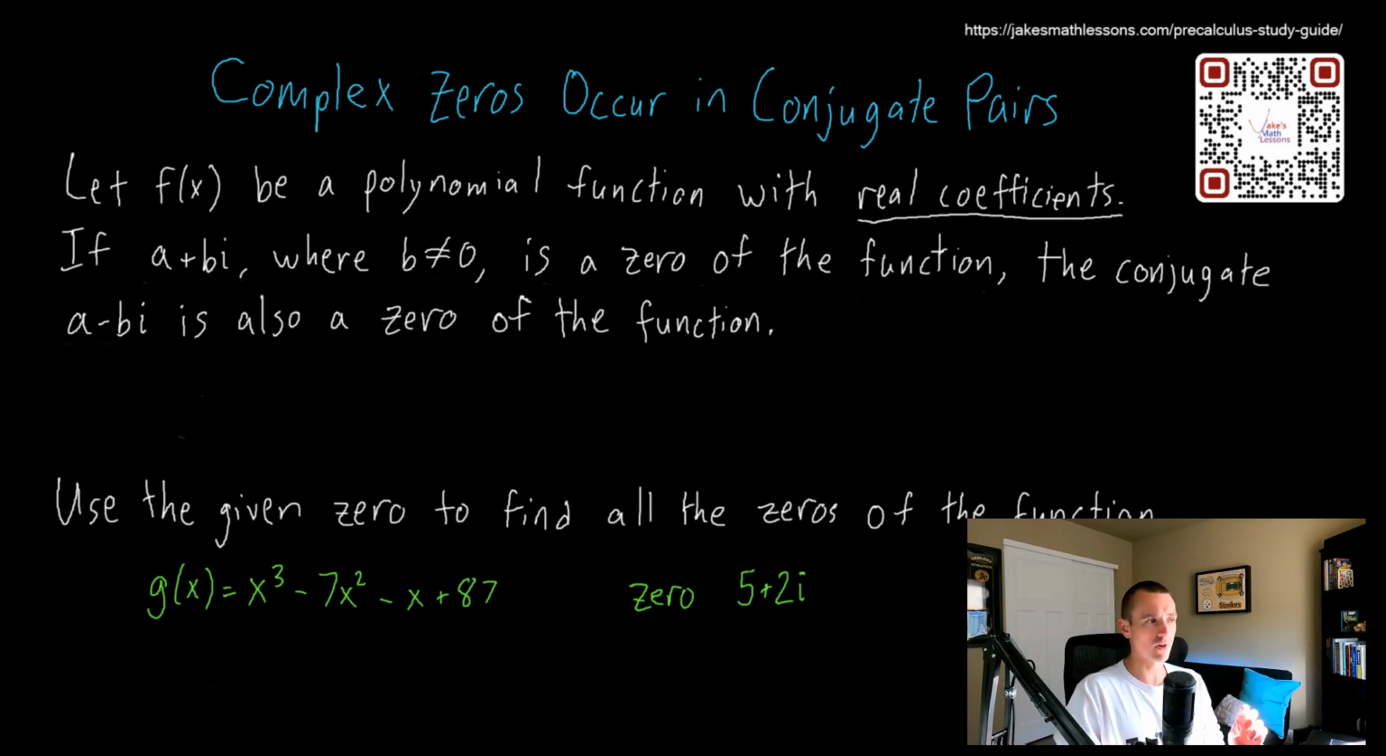Let f of x be a polynomial function with real coefficients. If a plus bi, where b does not equal 0, is a zero of the function, the conjugate a minus bi is also a zero of the function. So what does all this mean? Let's break down the math, the words, and explain how this actually makes sense in English.